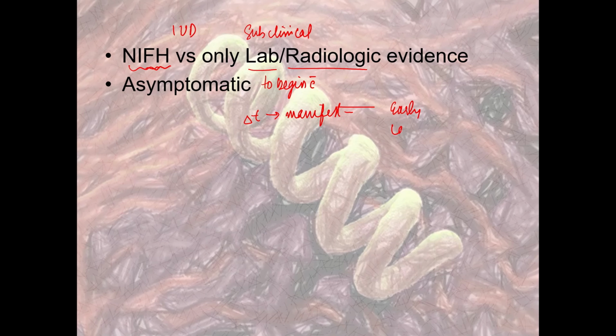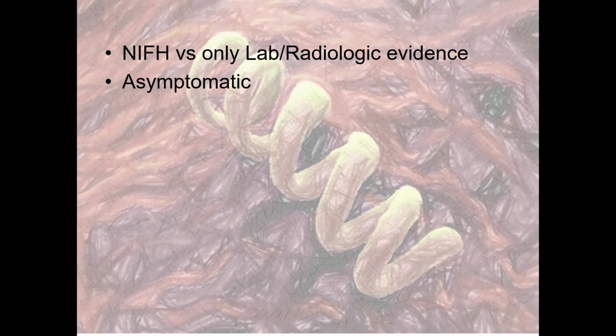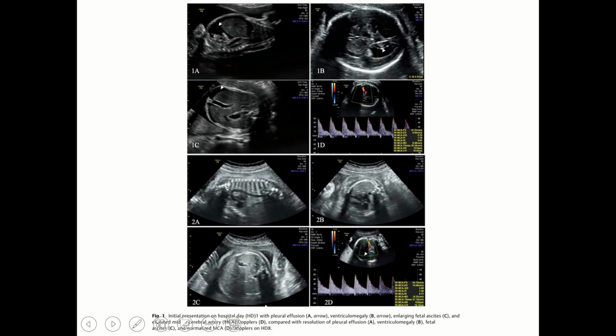Here is an antenatal ultrasound of a fetus with congenital syphilis demonstrating pleural effusion, ventriculomegaly, ascites, and an elevated MCA Doppler, which was around 1.45 multiples of the median, signifying a moderate fetal anemia. This is a classic picture of fetal hydrops, wherein at least two cavities have evidence of fluid accumulation.